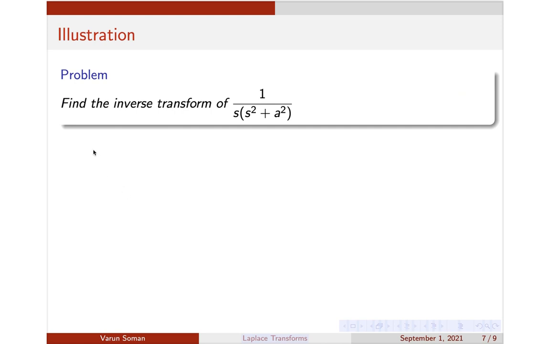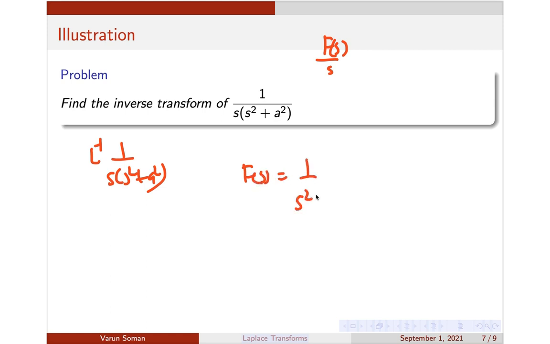Okay, so I hope you know one method: you can use the partial fractions method to solve this problem also, but I will use the integration method here. For integration, you have to look at the term of the form F of s by s. So what is your F of s here? Your F of s is actually 1 by (s square plus a square). You know the inverse transform of 1 by (s square plus a square); it is nothing but 1 by a sine at. This is your inverse transform.